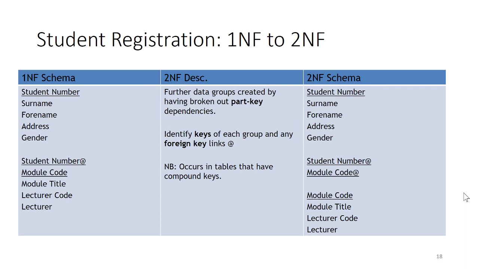From unnormalized form to first, we are splitting groups, these attributes, repeated versus non-repeated attributes, and also identifying keys. For first normal form to second normal form, we will check the dependency of non-key attributes on every part of the primary key, and based on this, we again split the attributes.